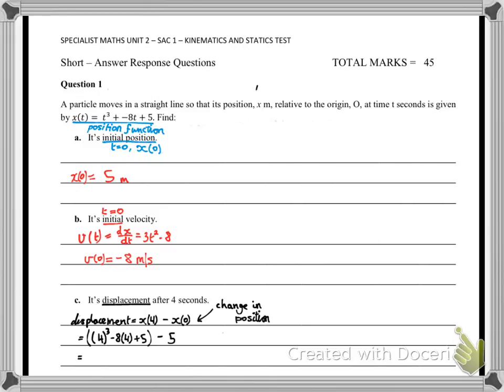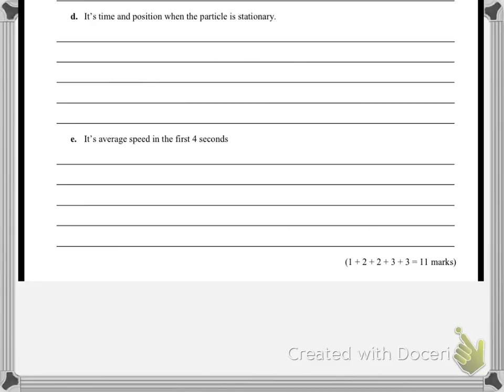So off we go, perform the substitution, there it is, and that gives you a displacement of 32 meters. Alright, so how'd you go with that? Next questions. So part D, it's time and position when the particle is stationary.